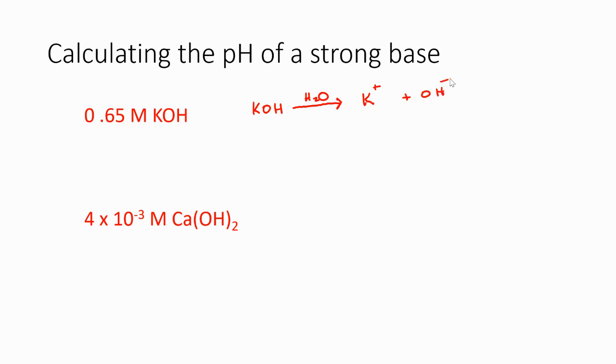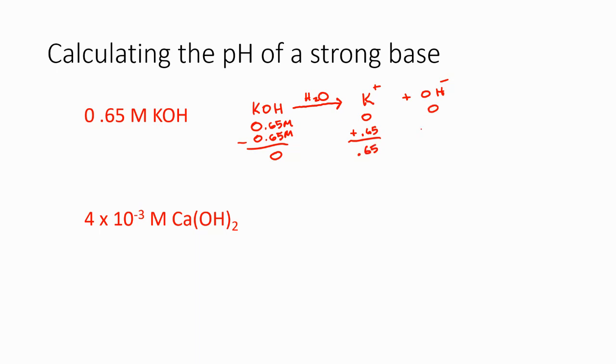And just like with the strong acids, we expect 100% ionization. So if I start with 0.65 molar KOH, all of it's going to break up, and you're going to be left with none of the intact KOH at the end. Instead, you're going to end up with some K plus and some OH minus.